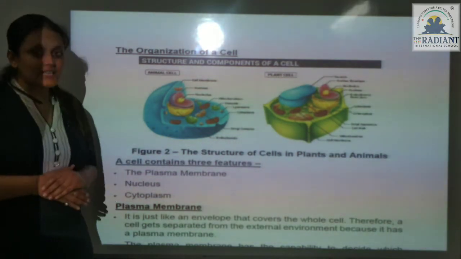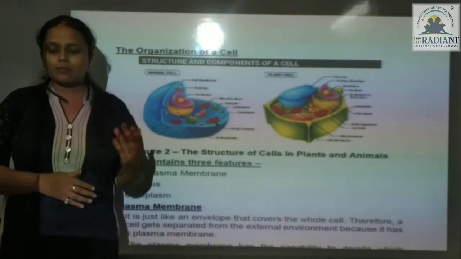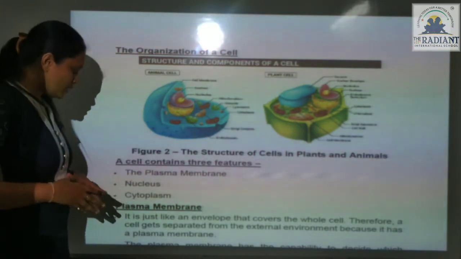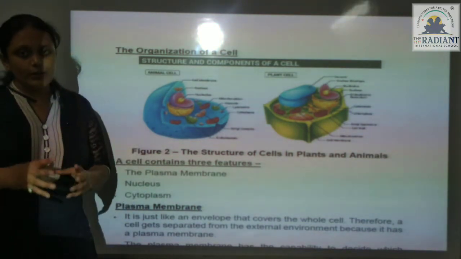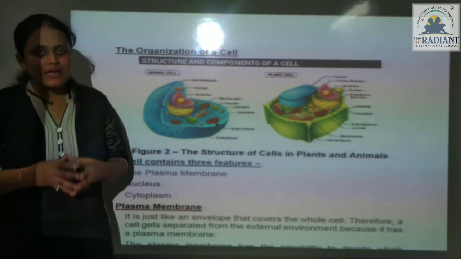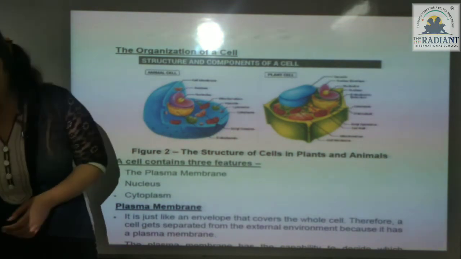Number one is the plasma membrane, which is also known as the cell membrane, or as a semipermeable membrane, or as a selectively permeable membrane. Then we have number two, nucleus. And then at number three, we have the cytoplasm. These are the three main components which a cell has.